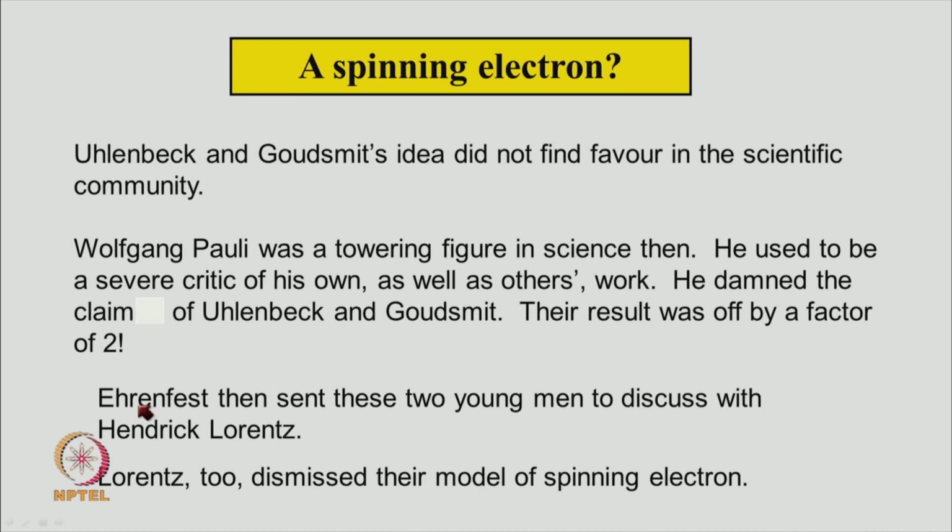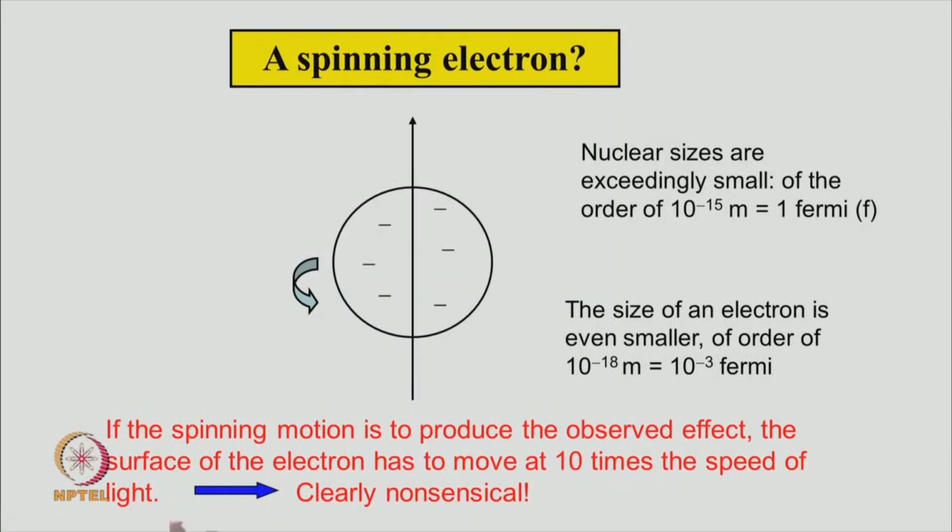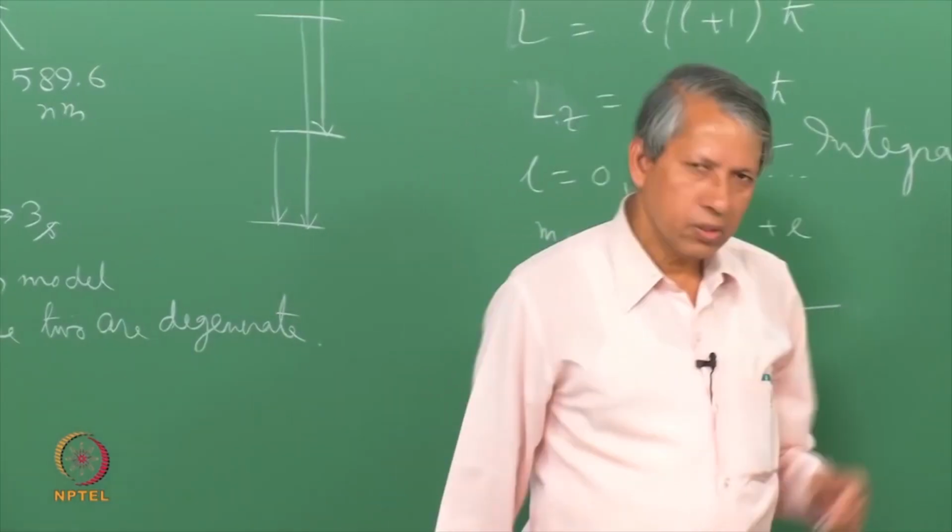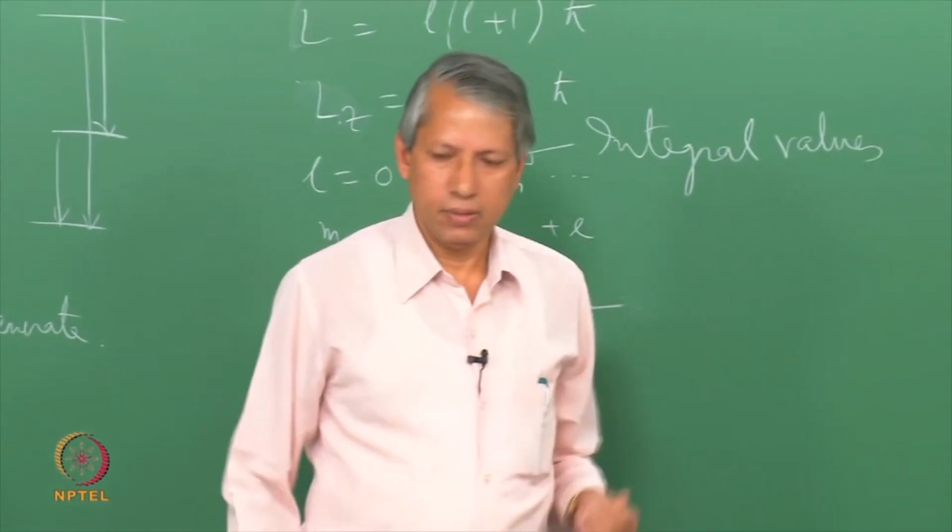So, then Ehrenfest sent these 2 young men to discuss with Hendrik Lorentz. Lorentz too dismissed their model of spinning electron. What is Lorentz's complaint? Here it is: okay, if the charge is rotating, it can produce magnetic field, fine, but let us estimate what type of situation one needs to produce a situation which can explain this deflection.